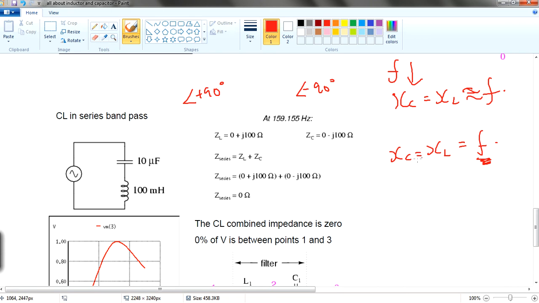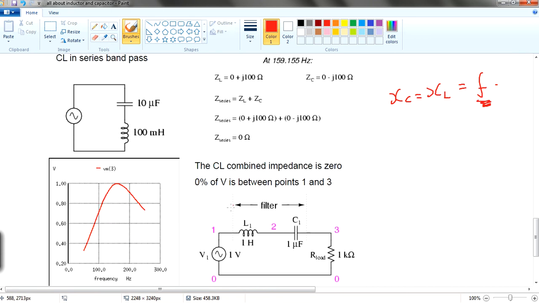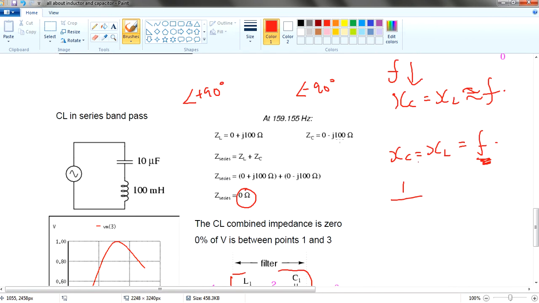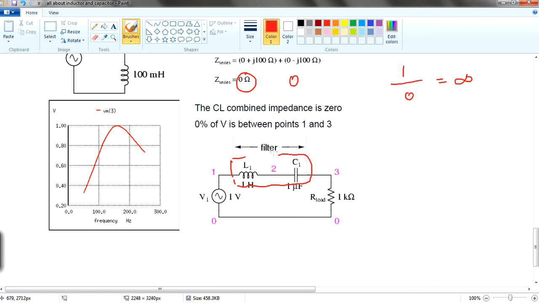However, when they're connected in series, if you add them up together, you have a 0 over here. Previously, in parallel, it was 1 over 0, so you had infinity. But in this case it's 0. This allows the whole piece of inductor and capacitor to become a short circuit. So in other words, there will be no resistance at all.